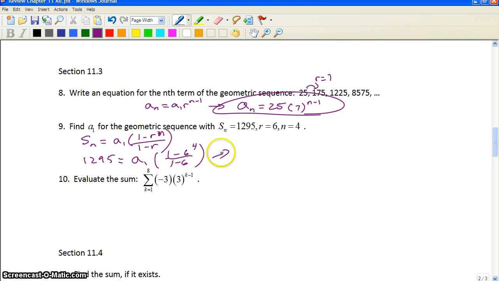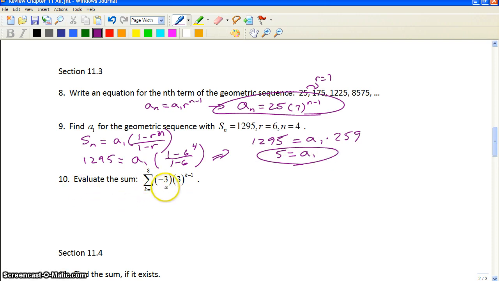Alright, so then we're going to evaluate and rewrite this equation here. We're going to evaluate that thing in the parentheses. So then 1 minus 6 to the 4th, then that all divided by negative 5 is going to give us times 259. Then we're going to divide both sides by 259. That's going to give us 5. So a sub 1 is going to be 5. Woohoo, we did it. Alright, next one.